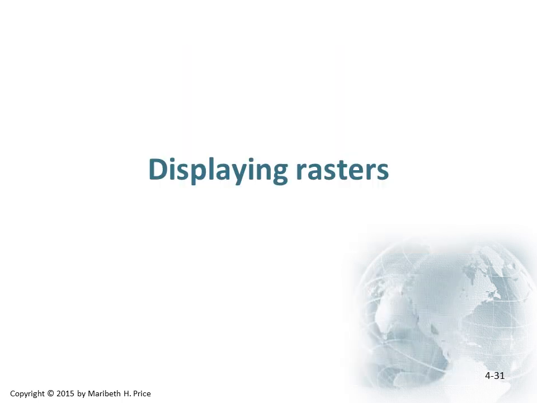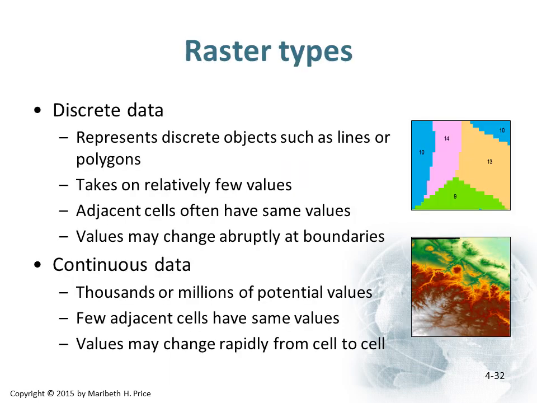What do we do with rasters? We love rasters. Rasters are cool. Okay, raster types. We got two: discrete and continuous. Discrete represent objects that have starting and stopping points, like lines and polygons, and it takes on relatively few values. And generally, adjacent values often have the same value until you get a point of change, and then the value changes to the new value, and it remains that until it goes to the next point of change.